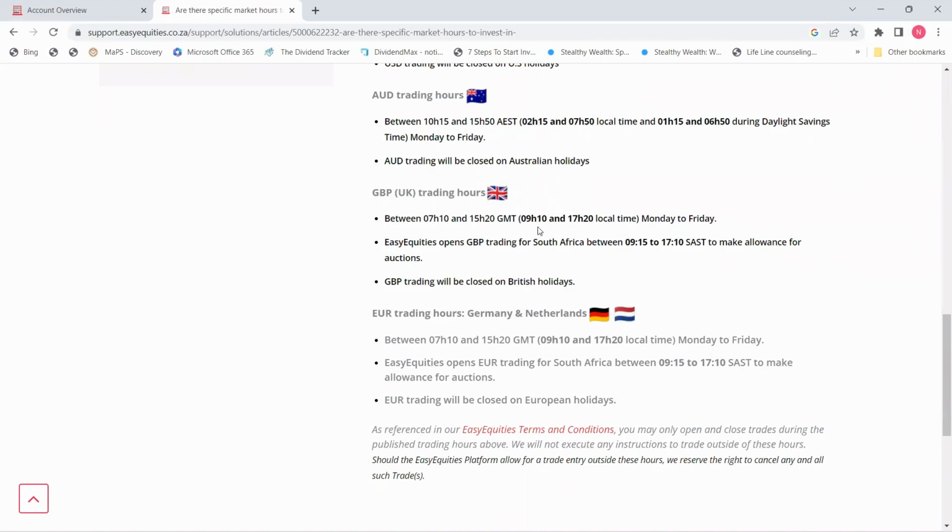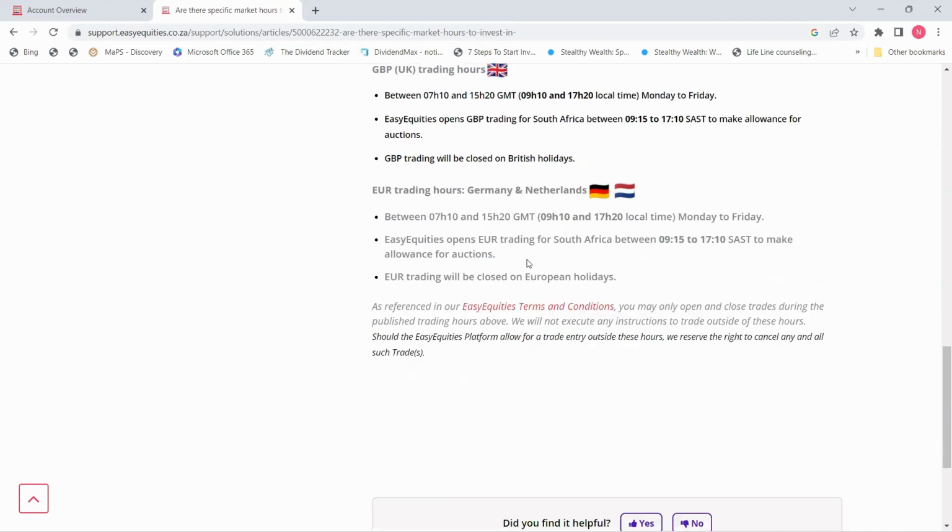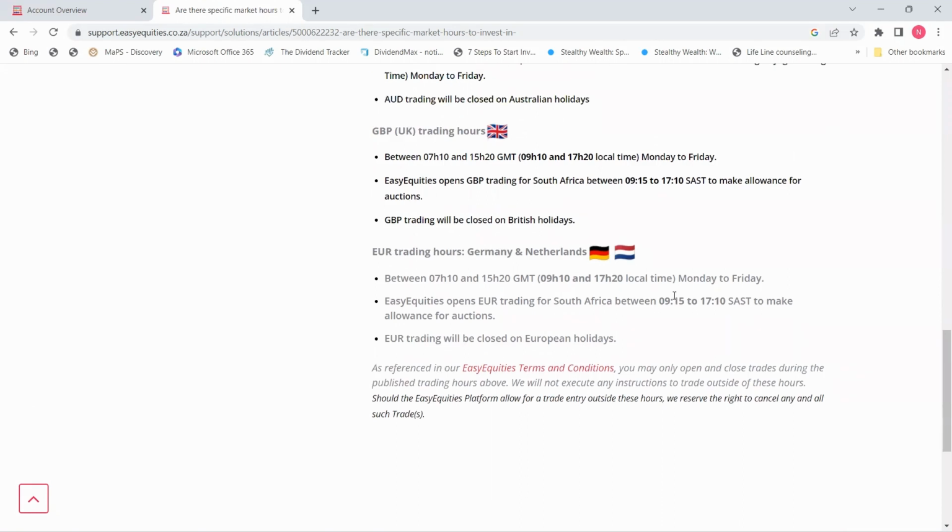Then here are the UK trading hours. So it is 10 past 9 and 20 past 5, Monday to Friday. This is South African time, which is okay because I think the UK's time is not so much different from ours. And that's why the operating hours are reasonable as well. It says EASYEQUITIES opens GBP trading for South Africa between 9:15 to 10 past 5. And then lastly, Euro trading hours, which is Germany and Netherlands. It's going to be similar to the UK trading hours as well. It will be between 9:15 in the morning and 10 past 5 in the afternoon.